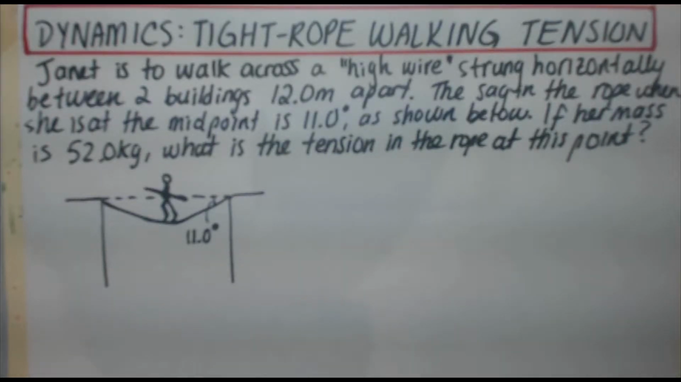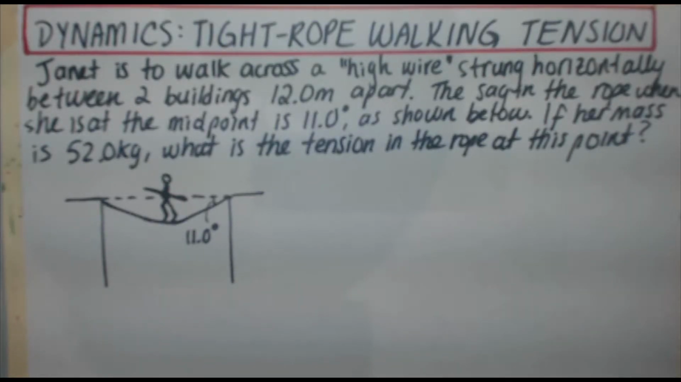Janet is to walk across a high wire strung horizontally between two buildings 12.0 meters apart. The sag in the rope when she is at the midpoint is 11.0 degrees as shown below. If her mass is 52.0 kilograms, what is the tension in the rope at this point?